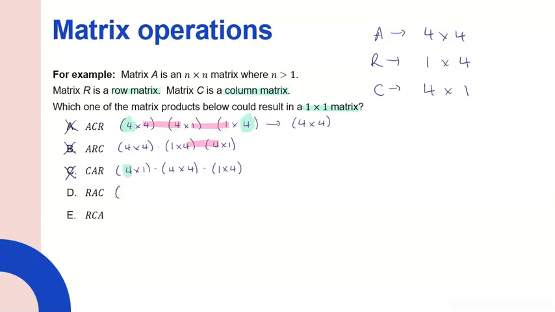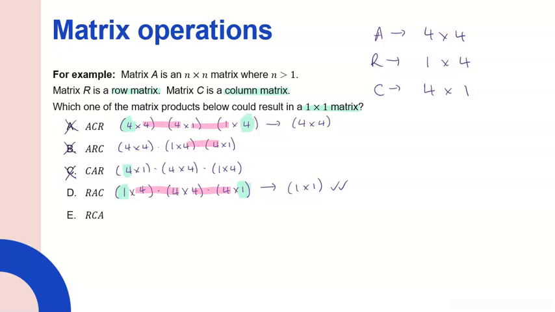D, R is a 1 by 4. This is looking promising. I've got a 1 to begin with. A is a 4 by 4. And C is a 4 by 1. I have rows and columns match. Rows and columns match. So we are defined. So therefore our answer will be our outermost, so a 1 by 1 matrix. And that meets the criteria.